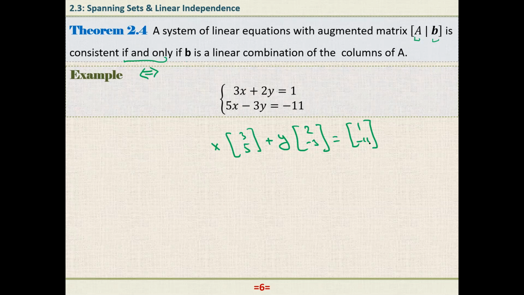So can we write B as a linear combination of these two vectors? That means, can we find suitable x and y such that when I multiply the first vector by x, multiply the second vector by y, and add them up, it gives us this vector? If so, that means the system of linear equations with this augmented matrix is consistent. If it is consistent, that means B can be written as a linear combination of the columns of A.